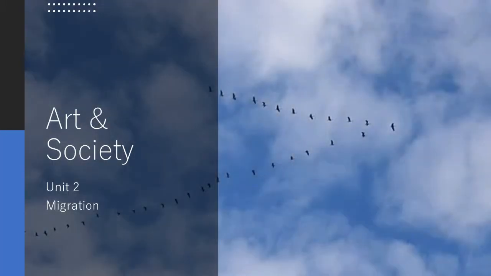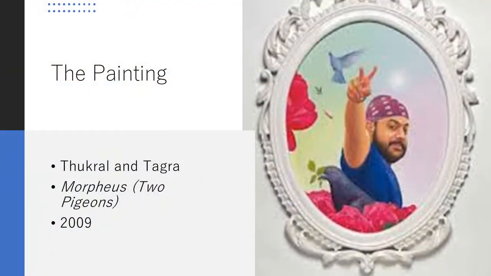This video is video number 3 for our Art and Society class, and we'll be looking at the first half of chapter 2. So, this one is about the topic of migration. In this chapter, the painting that we're going to look at is this painting here. It was created by Tukral and Tagra. The title of the painting is Morpheus, Two Pigeons, and the artwork debuted in 2009.